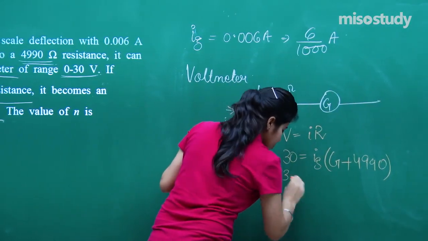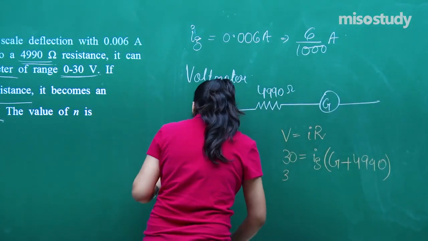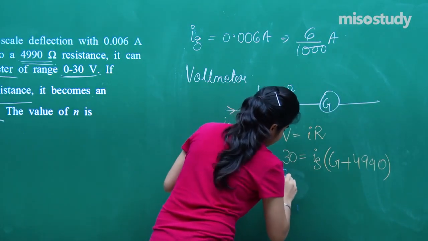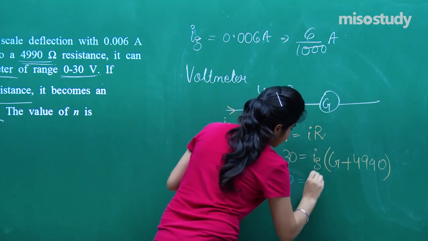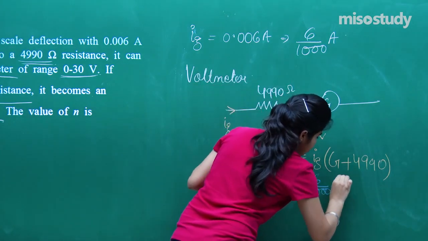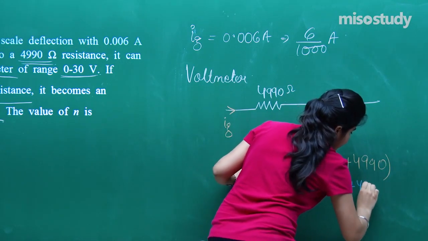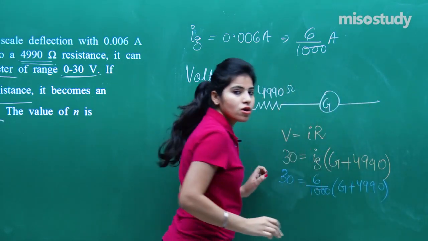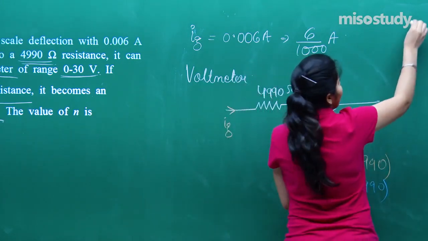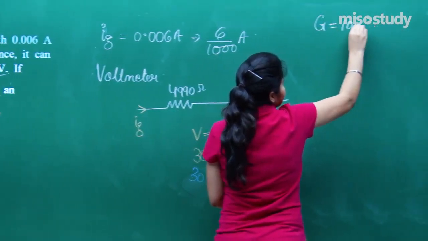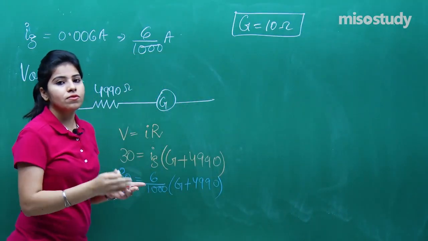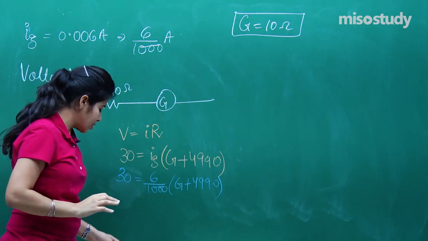When I put in these values, 30 equals Ig, Ig is 6 by 1000, times G plus 4990. When you solve this, you will see that the value of G comes out to be 10. Right? So from here, my G has come out to be 10.